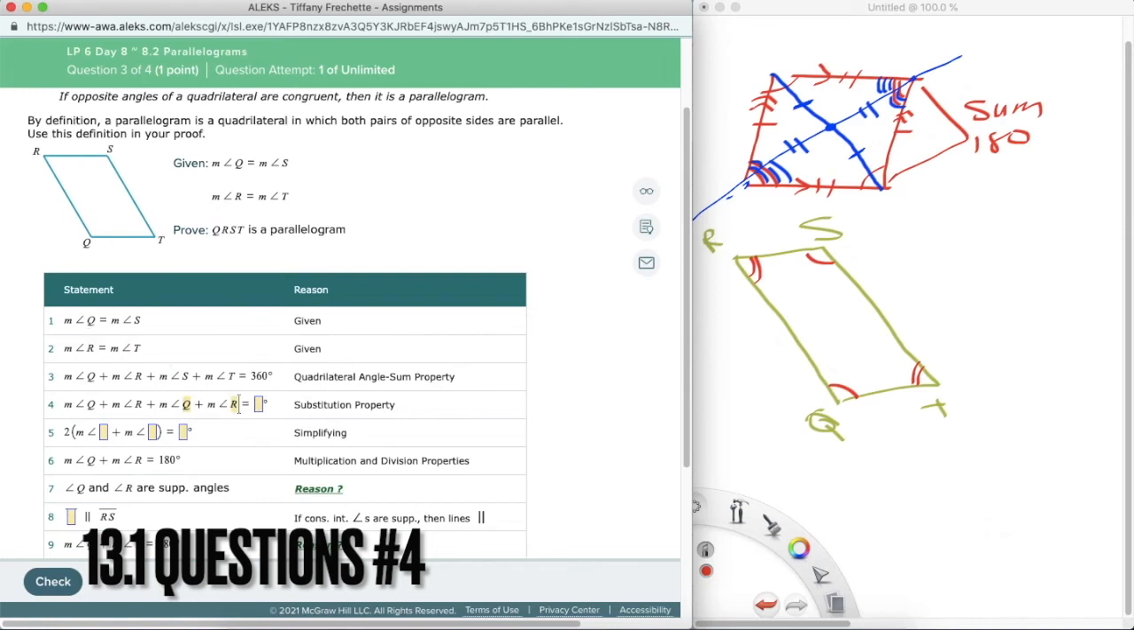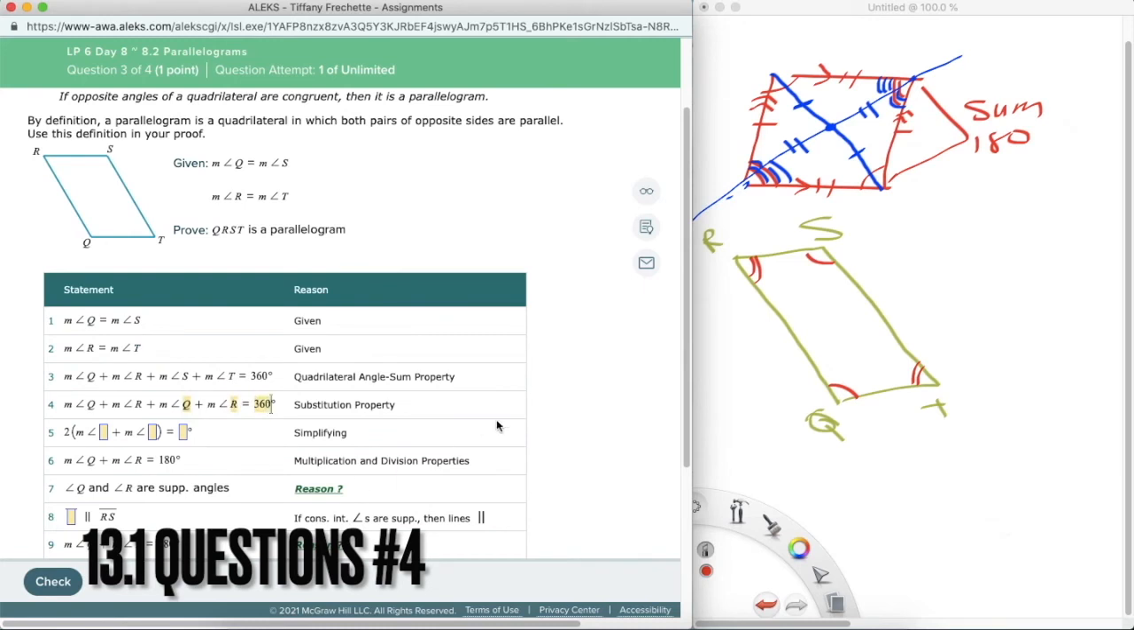And then that way, they still add up to 360. All I did was replace, instead of this S, well, I know S also equals Q, so I replaced it. I substituted it. And with T, it equals R. So why are we doing the substitution?